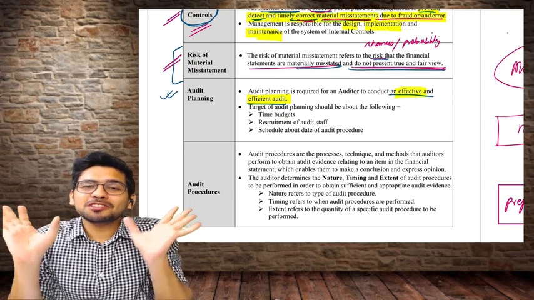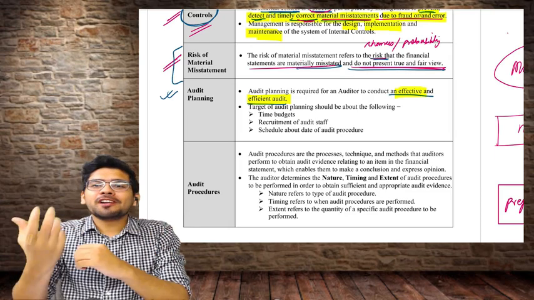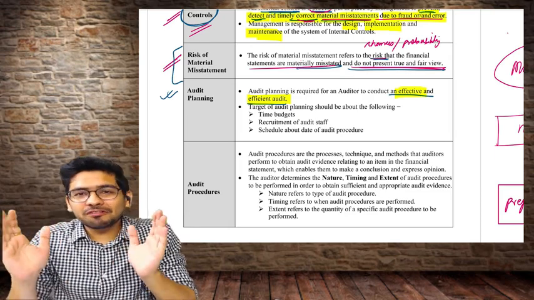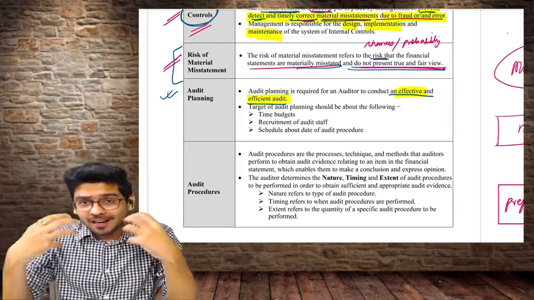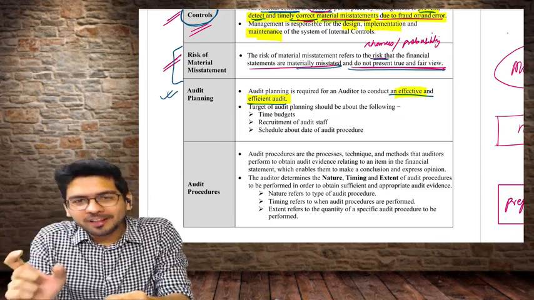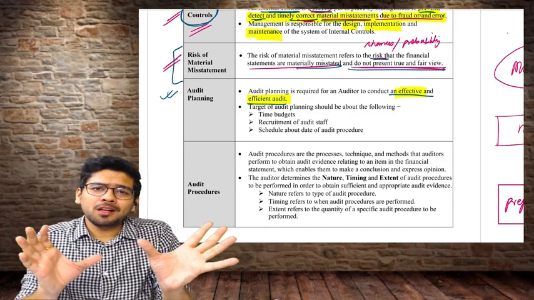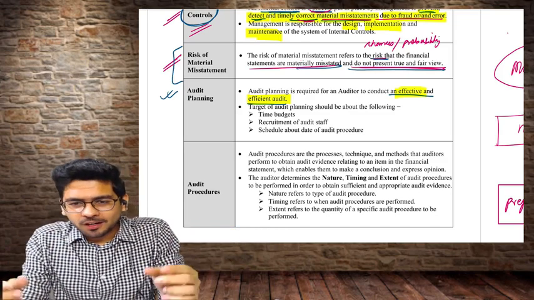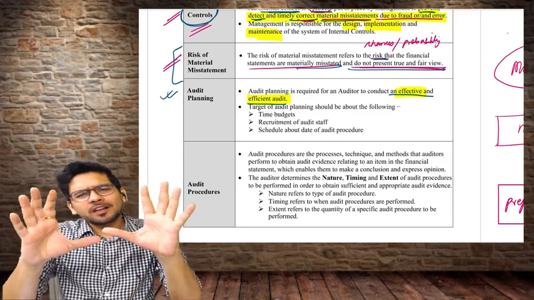Material means something which is of significance, which the auditor determines is a significant item in the financial statements. In the later stages, we are going to understand how we determine materiality, what amounts to material. We'll discuss this.